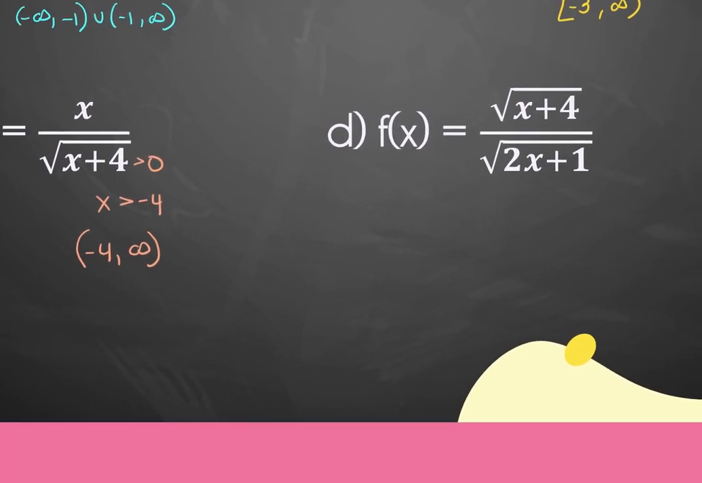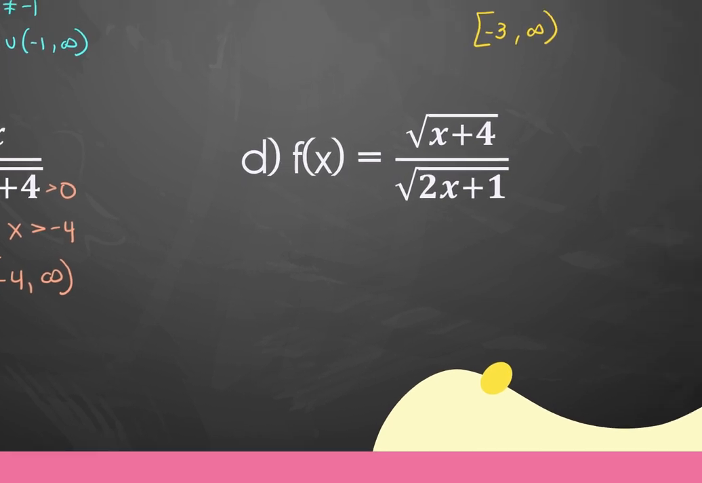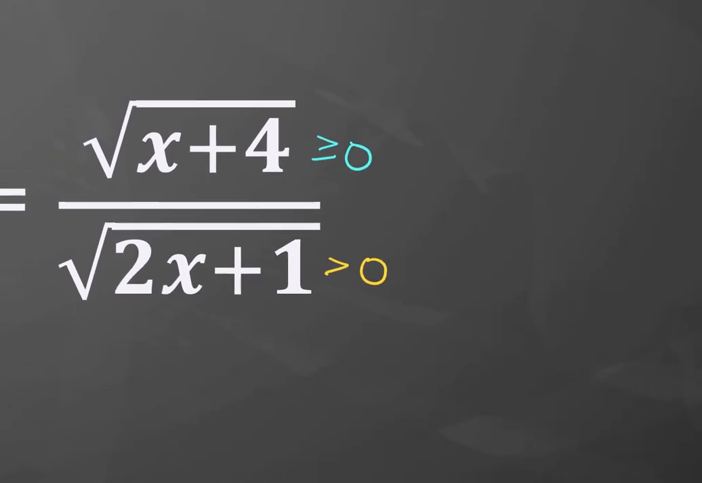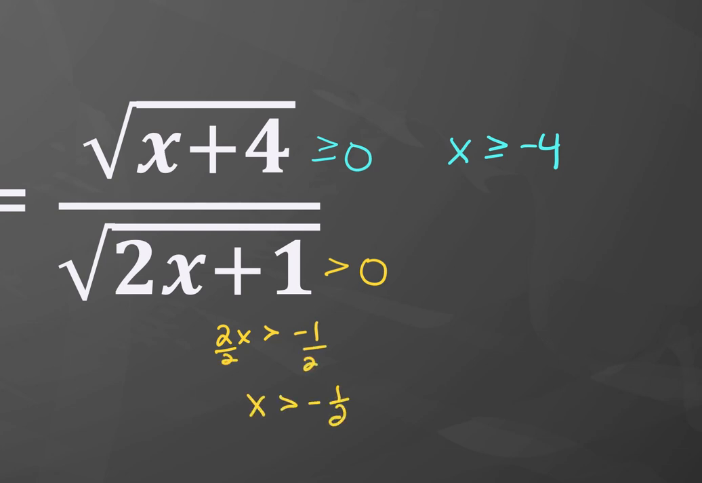And the last one has 2 restrictions. The square root in the top can't be negative, and the square root in the bottom can't be negative or 0. So I set the numerator greater than or equal to 0, and I set the denominator greater than 0. The numerator means x has to be greater than or equal to -4, and the denominator, 2x, would have to be greater than -1. And x would have to be greater than -1/2.